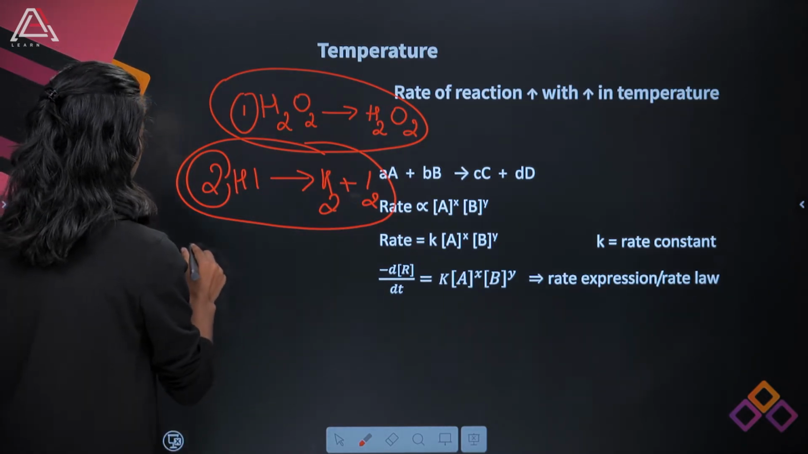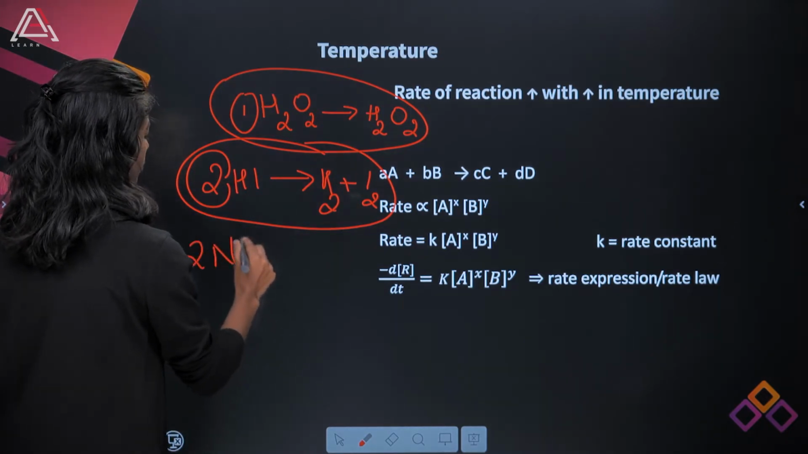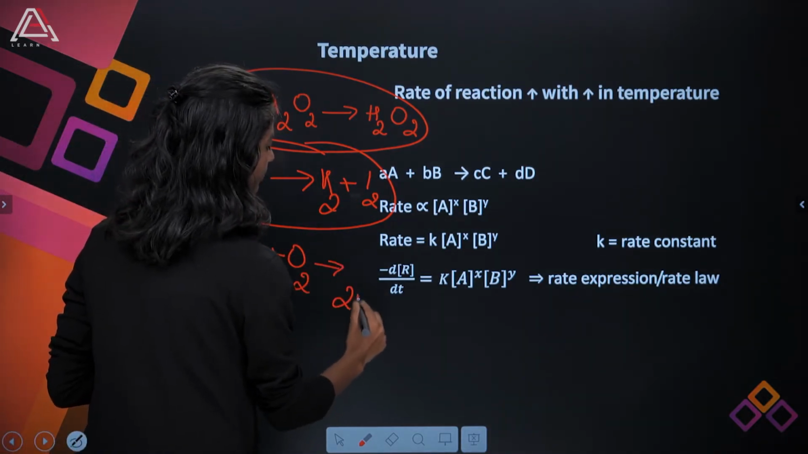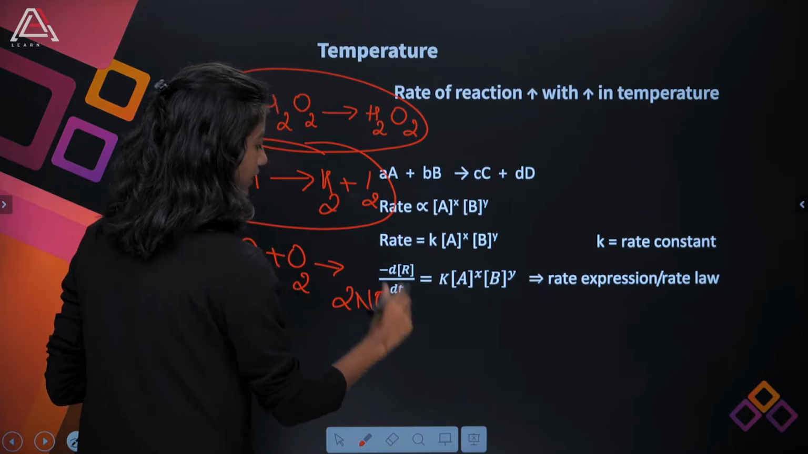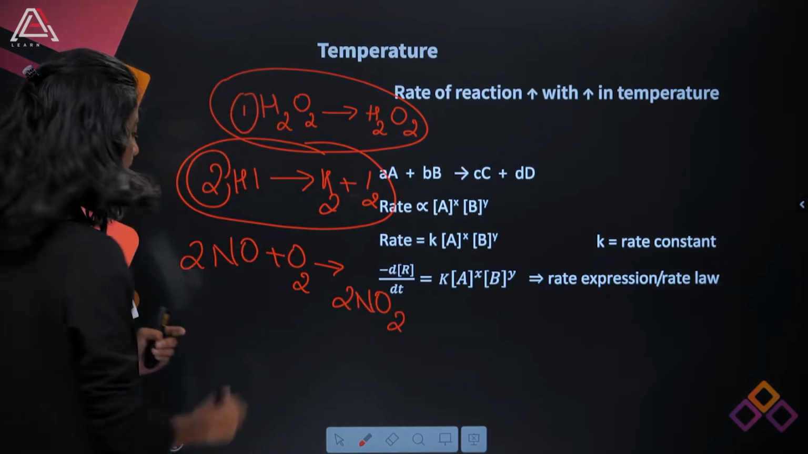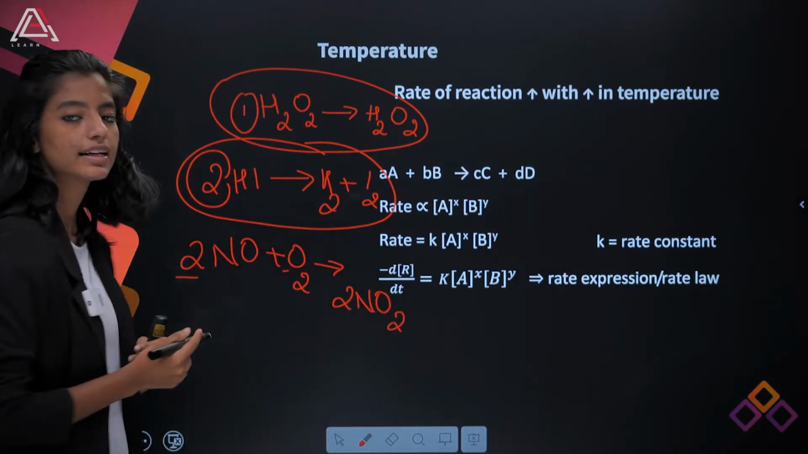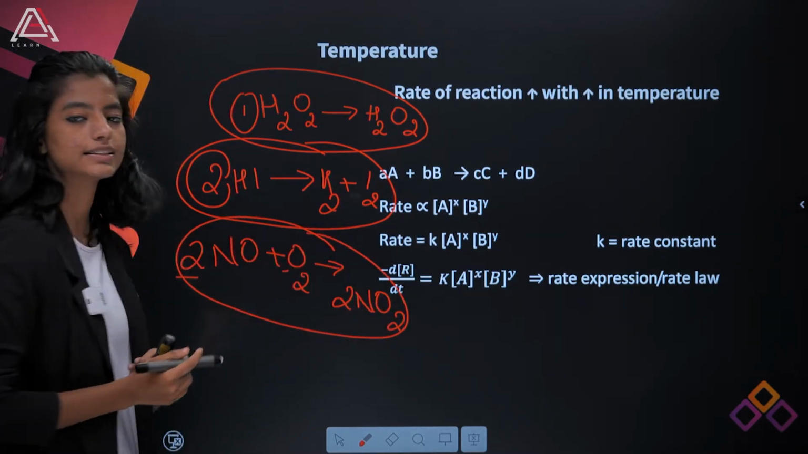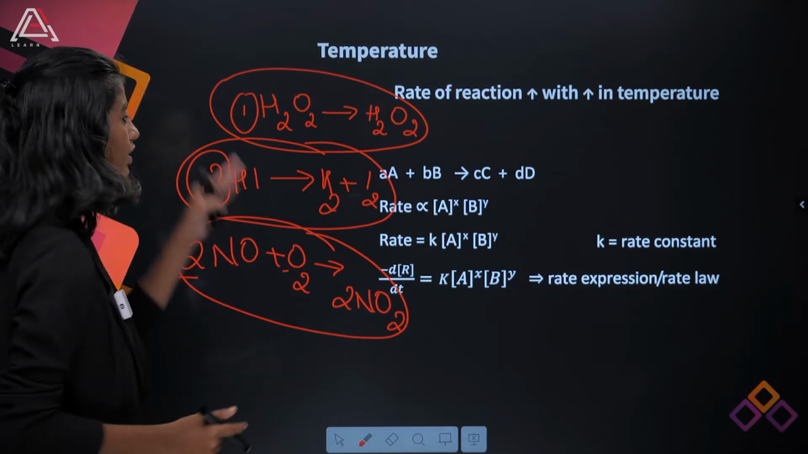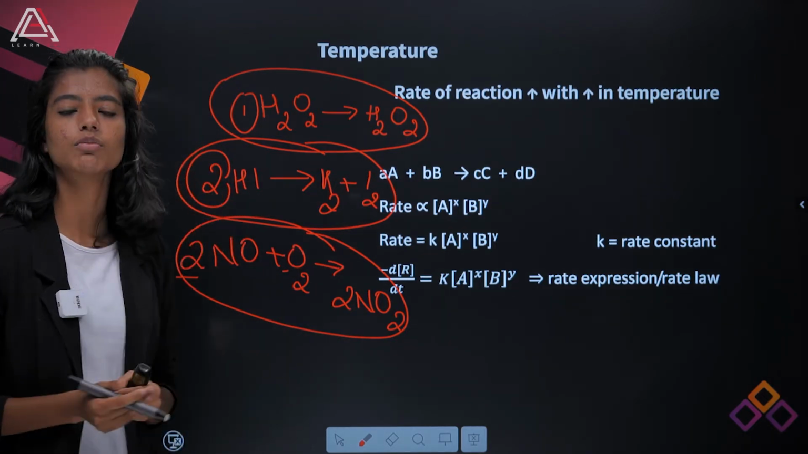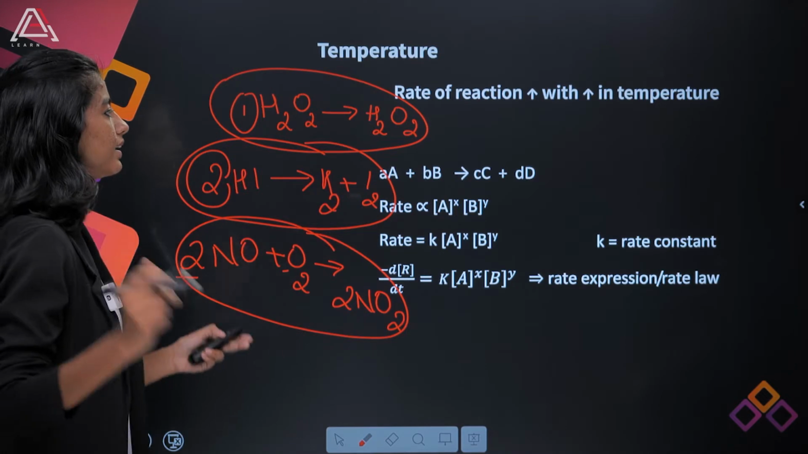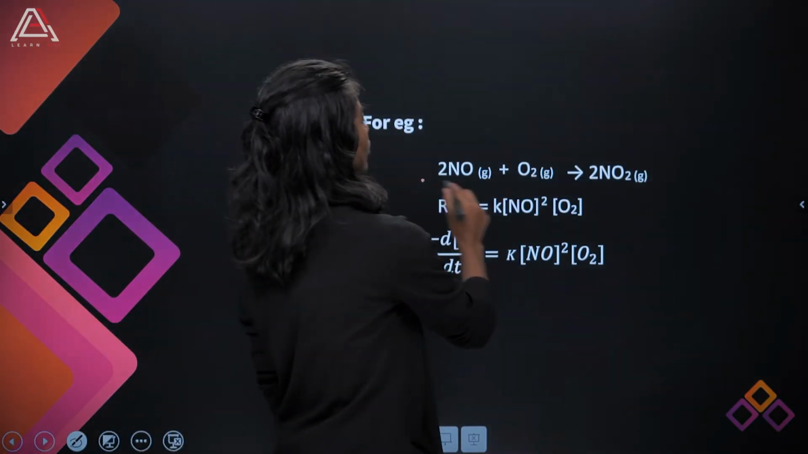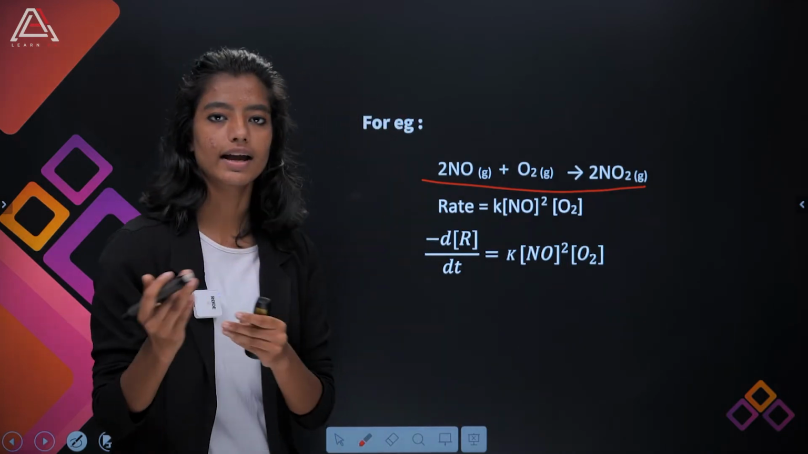Now I have 2NO plus O2 gives 2NO2. The number of reacting species here is 2 plus 1, right? It is 3. Hence, it is a trimolecular reaction. Clear with the unimolecular, bimolecular and trimolecular reactions? Yes. The next, for example, I have again 2NO plus O2 gives 2NO2.